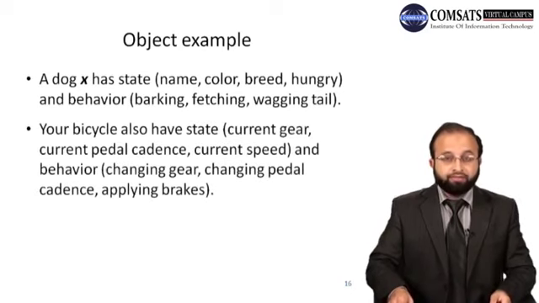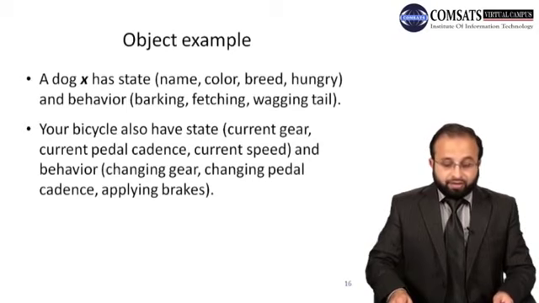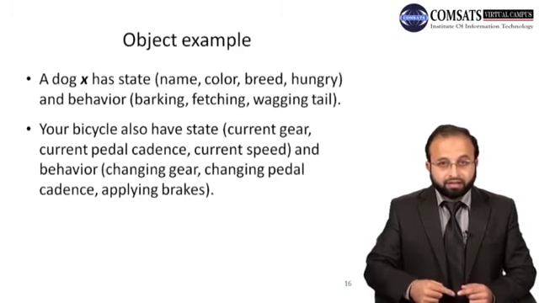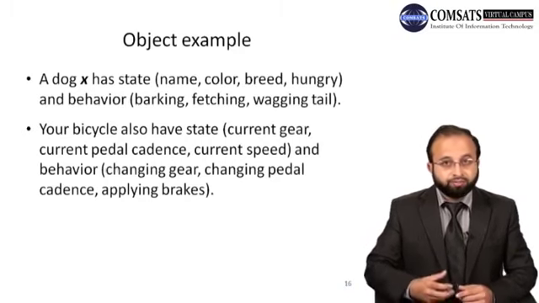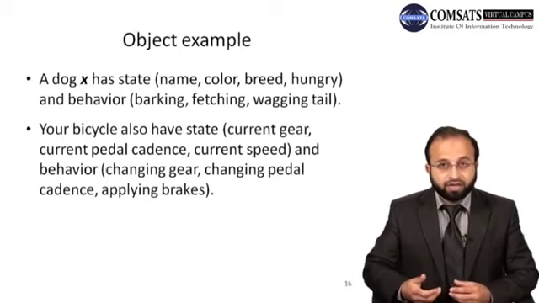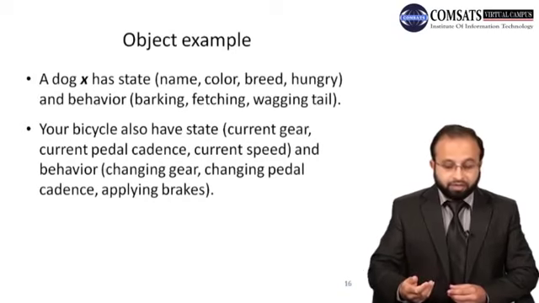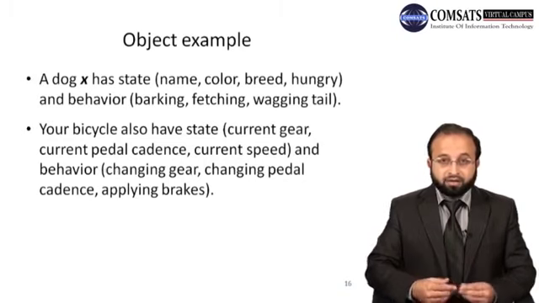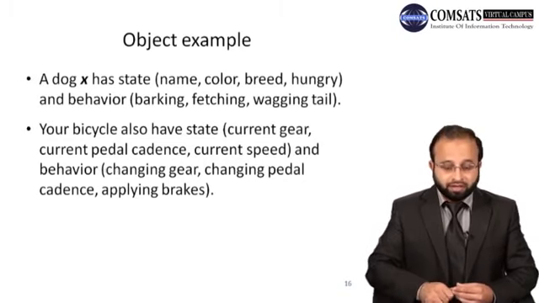Your bicycle also has states. For example, current gear, current pedal cadence, current speed, and behaviors: changing gear, changing pedal cadence, and applying brakes. So this is a behavior or a characteristic of a bicycle. And a bicycle has a state, meaning which current gear you are riding the bicycle in, what the speed of the pedal movement is, what the current speed of the bicycle is. These are the states of the bicycle, for example, right?